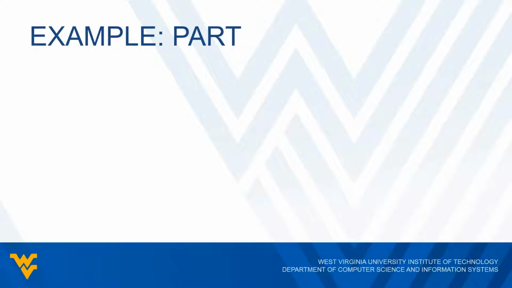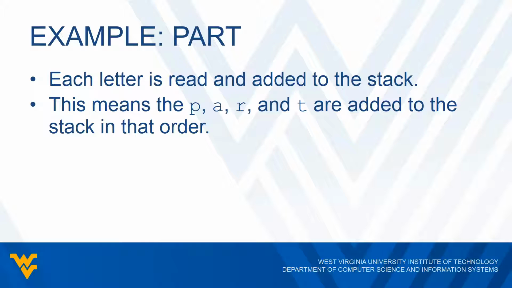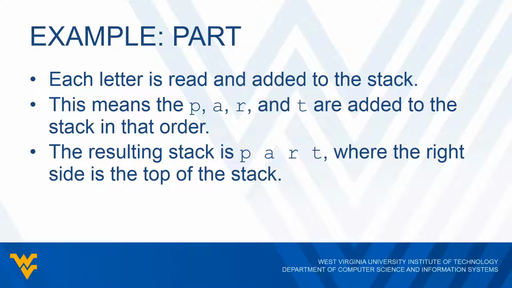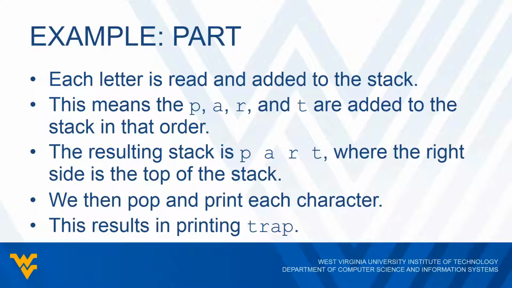Let's do an example. Let's say we want to reverse the word part. We read each letter and add it to the stack. So we add the P, and then the A, and then the R, and then the T onto the stack in that order. The result is that the bottom of the stack would be P, and then A, and then R, and then T. If you're looking at the slide, the right side would be the top of the stack. Then all we have to do is pop and print each character. We pop the T and print it, pop the R, print it, pop the A and print it, and then pop the P and print it. This results in printing the word trap.